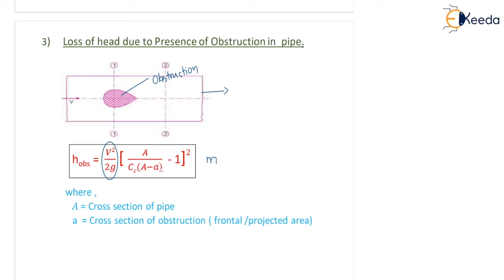What are capital A and small a? Capital A is the cross section area of the pipe, and small a is the cross section of the obstruction, but it is the frontal area or projected area. You have to find the projection from this direction. That means the face which the water is moving toward and hitting, you have to find the area of that face, the frontal or projected area. And Cc is the coefficient of contraction, and this value will be given to you for calculating the head loss.